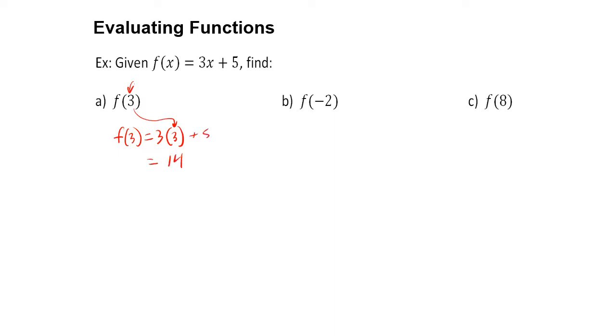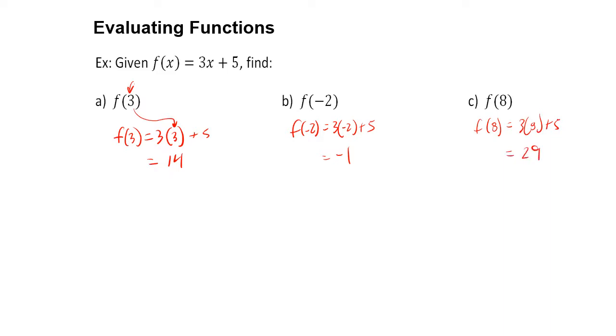I can do math. This one, if I have -2, f of -2 is equal to 3 times -2 plus 5. This is equal to -1. f of 8 is equal to 3 times 8 plus 5. This couldn't be more straightforward. I hope you'll agree.